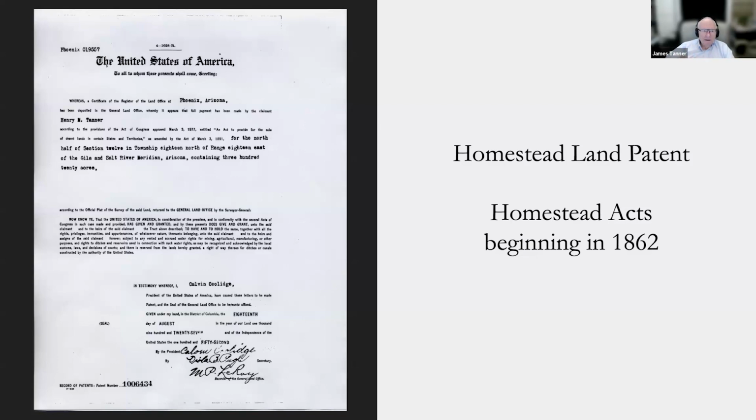And you have the description of the property as it appears here on this deed to my great grandfather. The north half of the section 12 in township 18 north of range 18 east of the Gila Salt River Meridian, Arizona, containing 320 acres. So this is the kind of thing that will help us to identify more information.